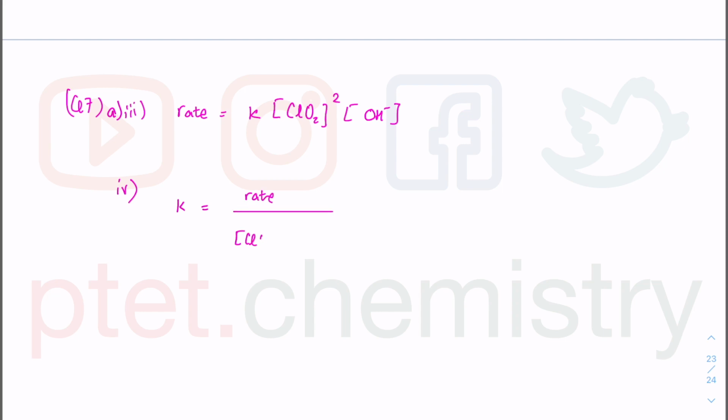Which is why the next bit, question 7 A part 3, they want you to write the rate equation. Based on the previous question, you have ClO2 to the power of 2, and then OH minus to the power of 1 there. Now, a very common type of question: use your rate equation and the data from experiment 1. Before you do that, it's best if you rearrange your equation first, instead of having to write it again and again.